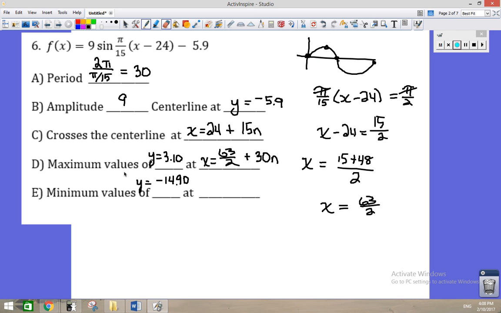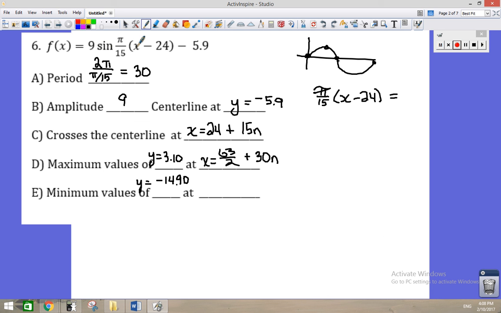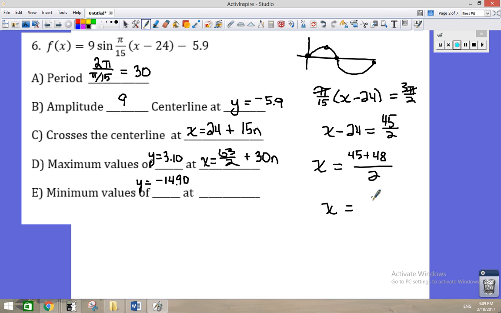All right, so to figure out the minimum value, instead of pi over 2, we're at a minimum on sine at 3 pi over 2. So the sine of 3 pi over 2 will be its minimum value. Let's figure out what x will cause this algebraic expression to be 3 pi over 2. The pi's cancel. If we multiply by 15, we've got x minus 24. 3 times 15 hopefully is 45. And if I get a common denominator of 2, I've got 45 plus 48. And that looks to be 93 over 2.